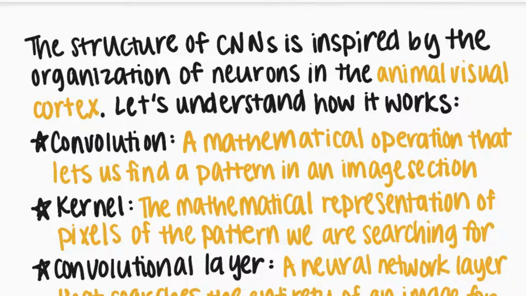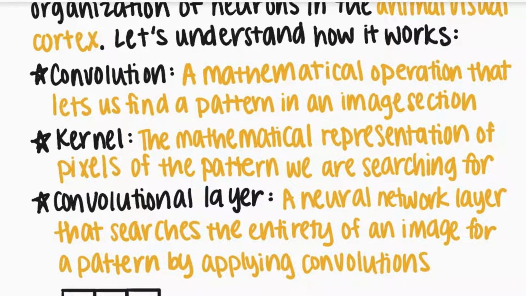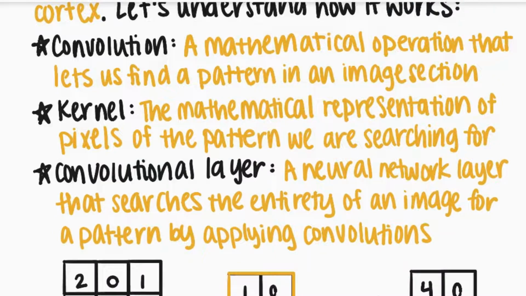First, we have a convolution, which is a mathematical operation that lets us find a pattern in an image section. And it does so by applying a kernel, which is the mathematical representation of pixels of the pattern that we are searching for. And a convolutional layer is the neural network layer that searches the entirety of an image for a pattern by applying said convolutions. So let's see how these convolutions work.